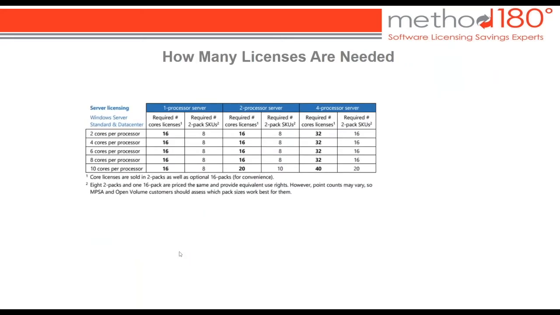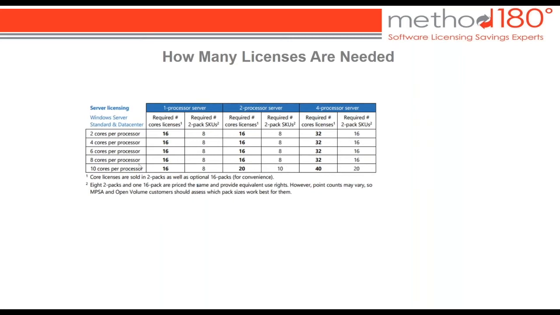So how many licenses are needed? Let's take a couple of examples here. If I've got a 1 processor server and it's got 2 cores per processor, I need 16 core minimum, so I need 8 licenses. This one here, actually, is a chart that came out of Microsoft. It's a 10 core processor. I still need 16 because it's a 1 processor server. Whereas if I go to a 2 processor, 10 core server, I need 20 cores or 10 2-packs.